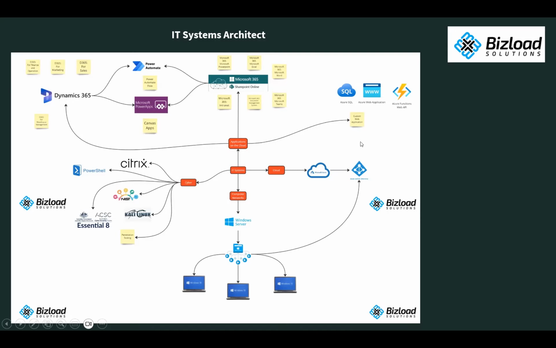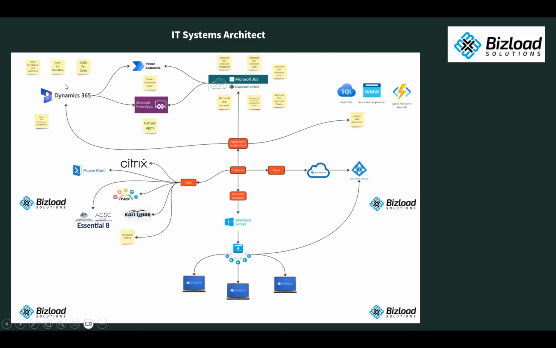So first, if you want to create custom websites, you have Azure SQL, Azure Web Applications, and Azure Functions. This is for your web APIs. And then here you have your Microsoft 365 applications, such as your intranet, Microsoft Word Online, Microsoft PowerPoint Online, Microsoft Excel Online, and your SharePoint site and your document management system.